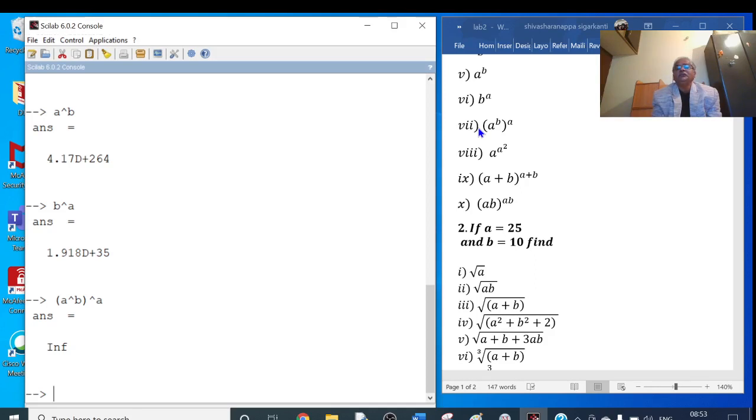Next, similarly, A to the power of A to the power of 2. So here I have to write A cap 2 cap 2. Here no need to put the bracket. If you put the bracket here, that gives A square to the power of 2. This is not a square to the power of 2. It is A to the power of a square. So therefore I have to write A cap 2 cap 2. Press the enter button. I am getting this is equal to 50625.